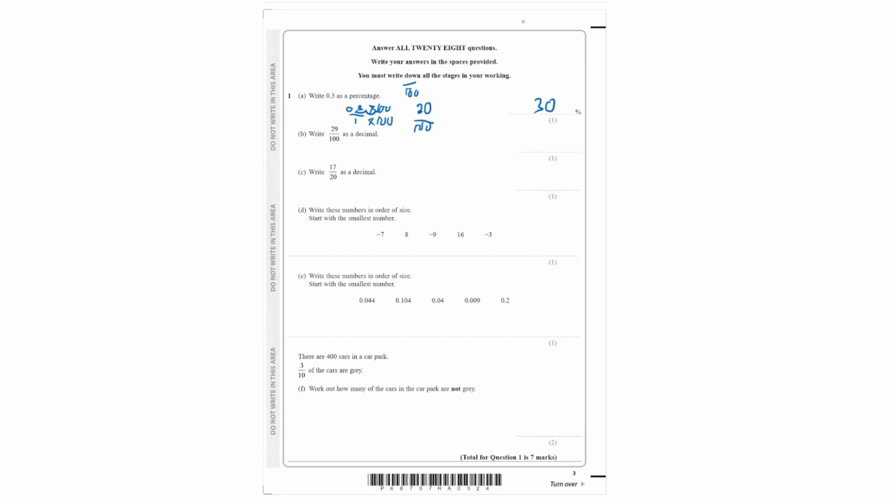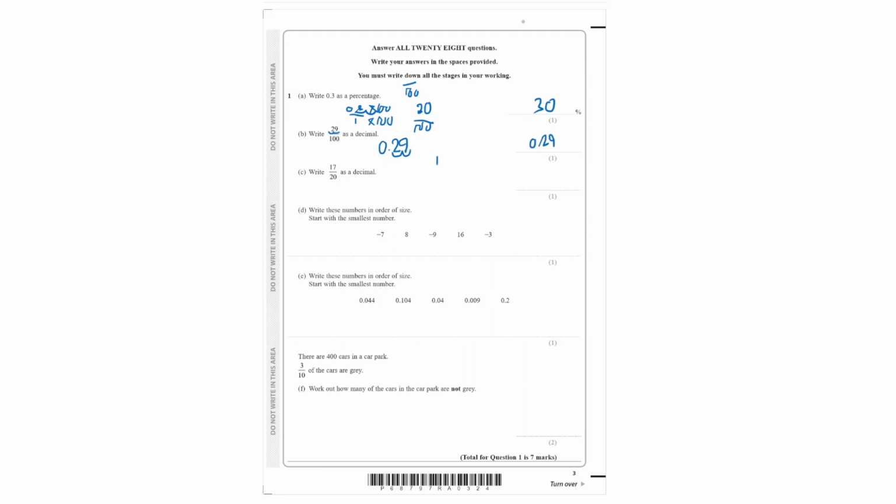Write 29 over 100 as a decimal. We can simply divide 29 by 100, and when you divide, you move to the left. So we have 29, move to the left, 1, 2, put a decimal there, and 0. So we have 0.29.